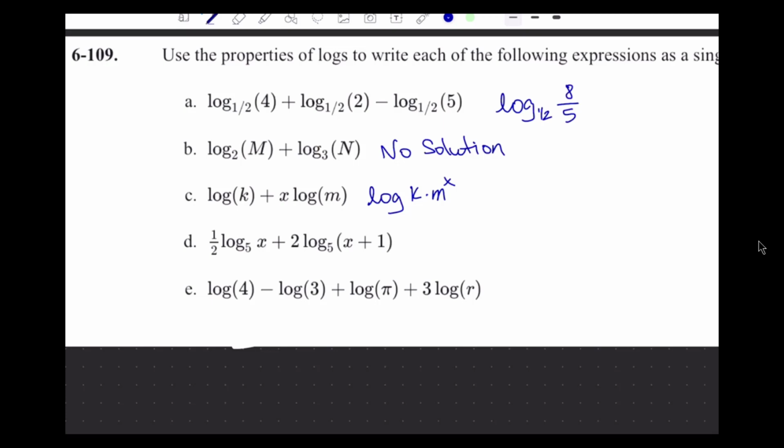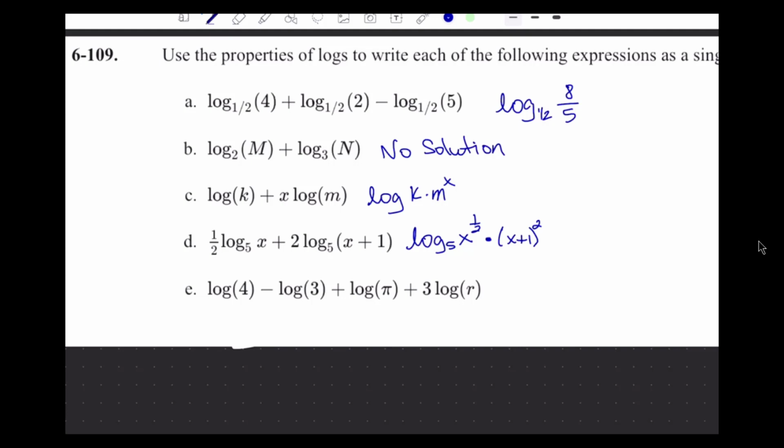All right. Getting a little spicier on D. The plus is telling us we're going to multiply them. What's going to happen to this half? It's going to move to the exponent. So we got log base 5 of x raised to the 1/2, times log base 5, well, we're just going to write 1 log, right? And then x plus 1 squared, right?